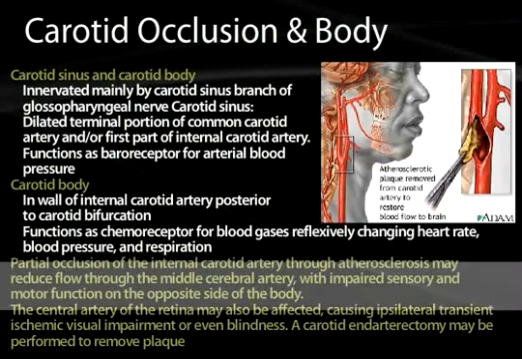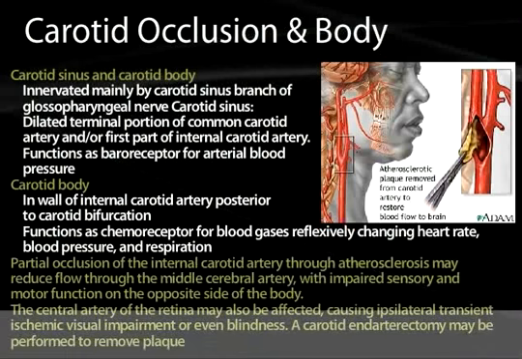With atherosclerosis, there can be a partial occlusion in the internal carotid or the common carotid, especially near the bifurcation point. This can reduce flow through the middle cerebral artery, and with that you can get transient ischemic attacks. This can cause hemianopsia, or one-sided blindness, because the central artery, which will get into the retina, would be occluded by this as well.